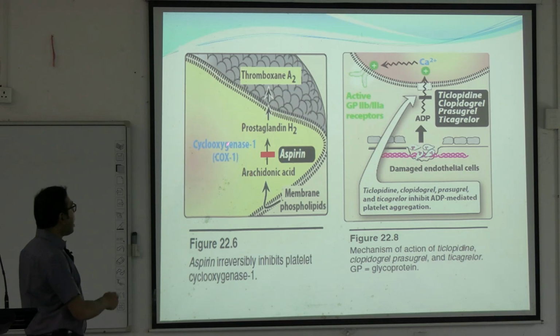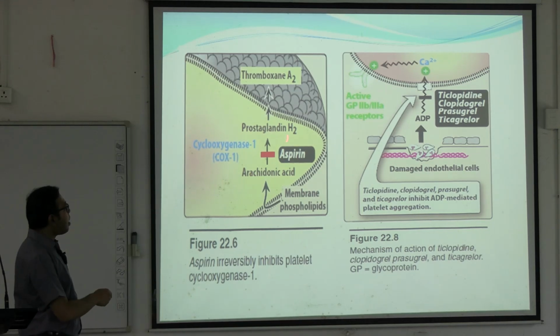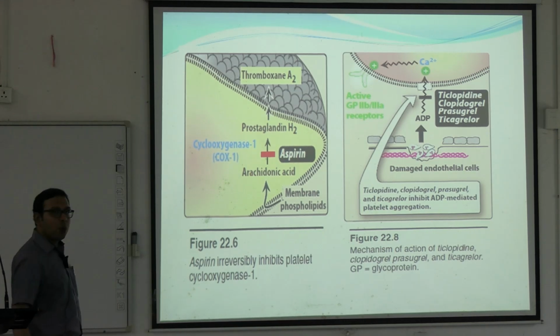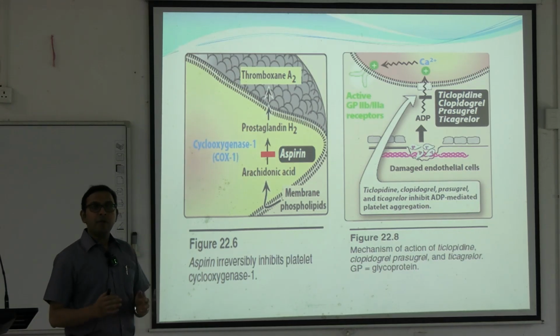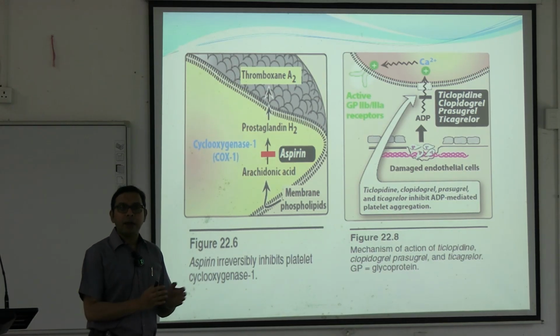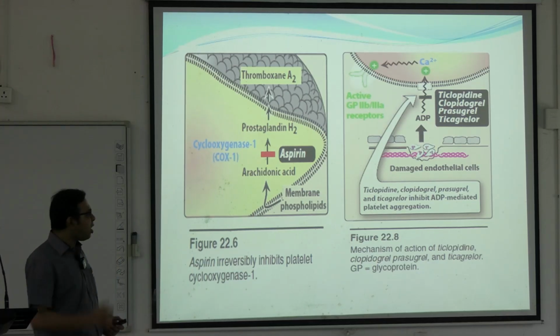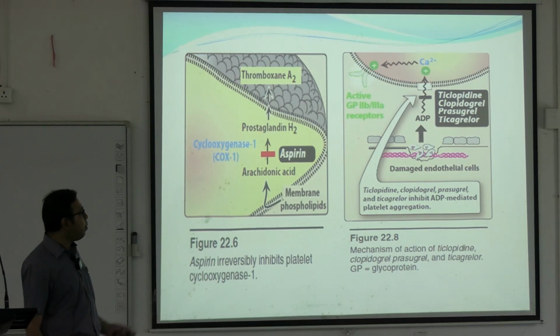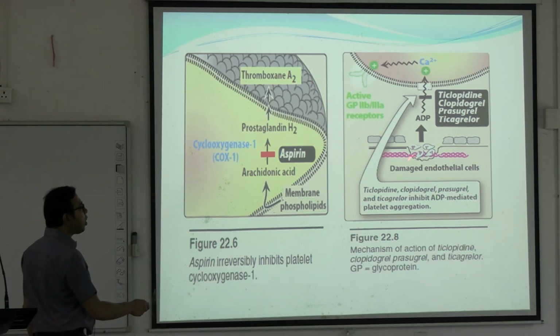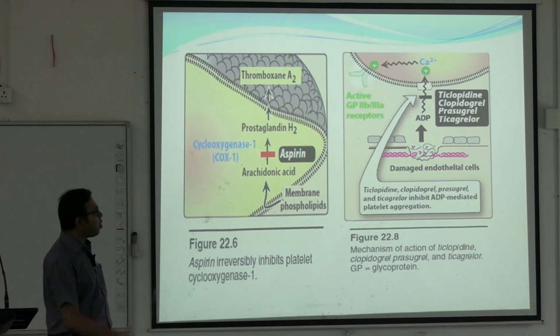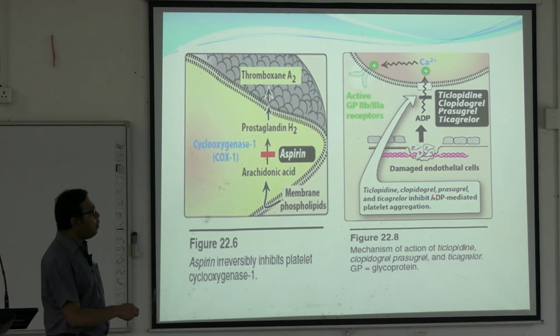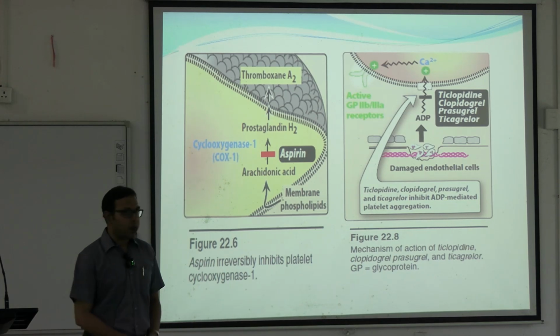So you can see aspirin irreversibly inhibits platelet cyclooxygenase. In the NSAIDs chapter we have already seen that from the membrane phospholipids, through arachidonic acid metabolites, prostacyclin I2 and thromboxane are synthesized. Aspirin mainly blocks cyclooxygenase 1. That's why thromboxane A2 synthesis is mainly blocked. And ticlopidine, clopidogrel, prasugrel, etc. mainly block here, on the damaged endothelial cells. They inhibit ADP-mediated platelet aggregation. Okay.